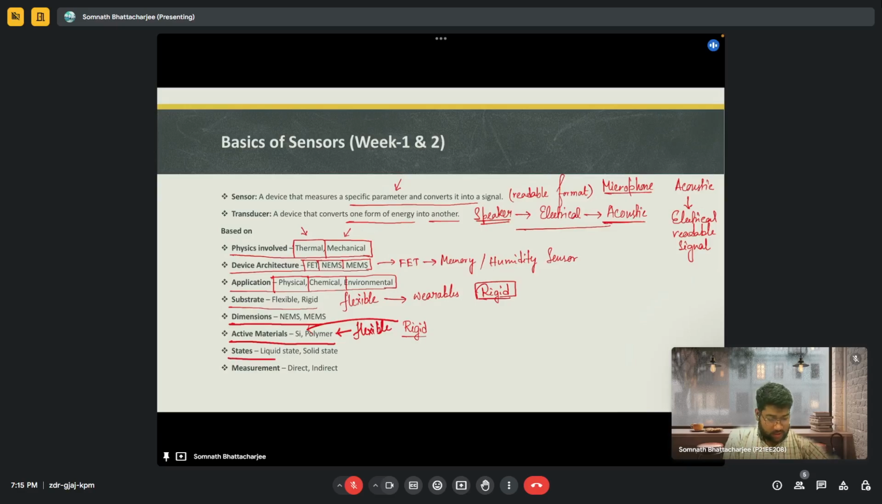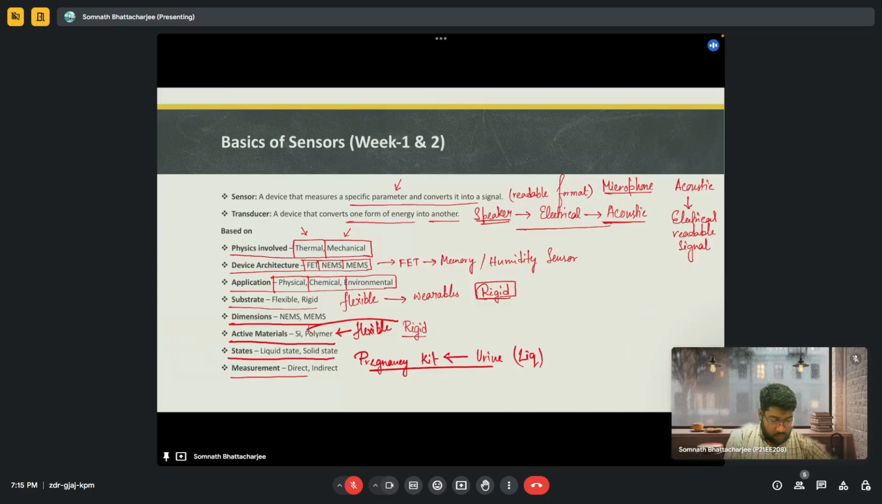Based on the states, if we are giving a liquid stimulus to our sensor, let's say a pregnancy kit, in a pregnancy kit we give samples of urine, right? So that is in a liquid state. Similarly, if there is something solid, it will be a solid state based sensor.